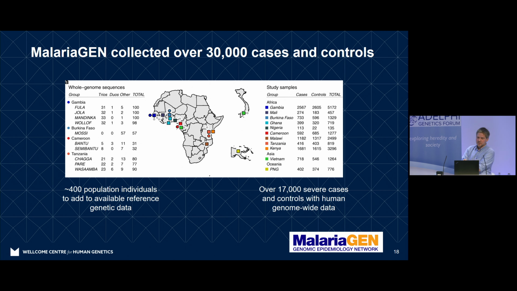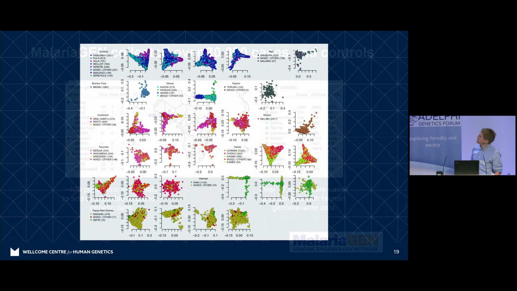And so the culmination of all this then was a GWAS study which ended up including over 17,000 severe cases and controls from this set of populations, mostly from across Africa, and there were also some samples from Vietnam and Papua New Guinea. I like to call that a big sample size, but it isn't big, really. Really, we need bigger sample sizes, but it's the biggest one that we're going to get for a while, I think, in severe malaria. Okay, so I'm just going to go ahead and show you the results of that.